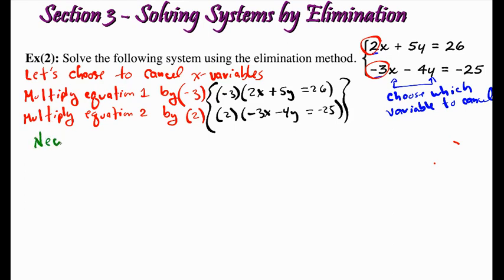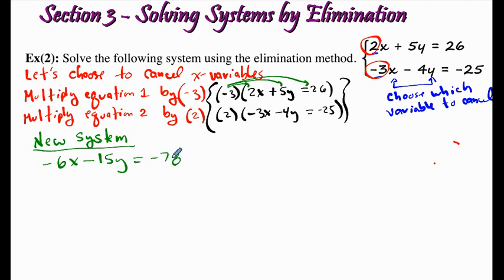This is going to give us our new system. So when we distribute this -3 throughout the equation, we get -6x minus 15y equals -78. And then when we distribute this 2 through the second equation, we get -6x minus 8y equals -50.